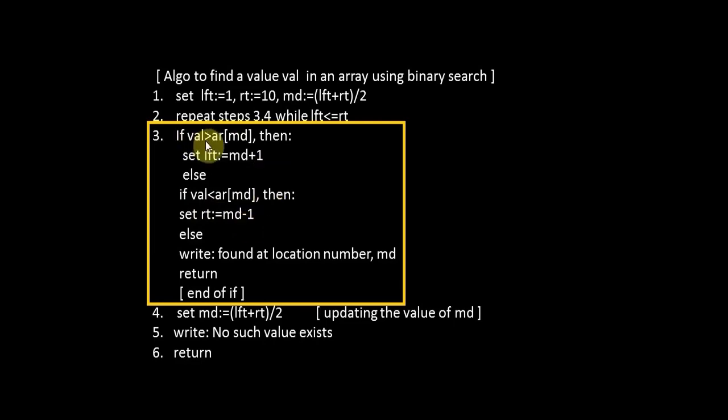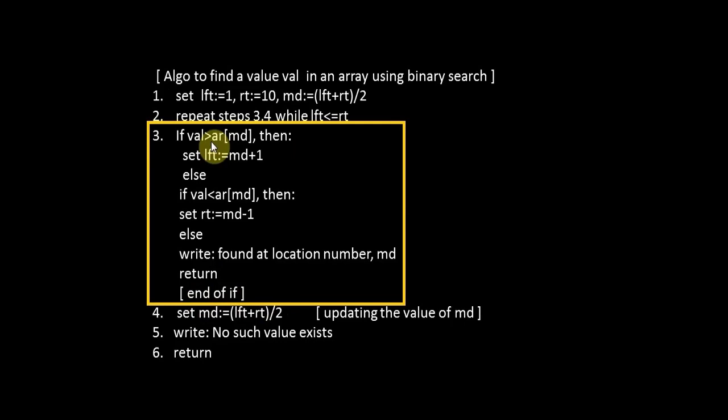Suppose val is neither greater than MD nor less than MD. In that case, it is proved that val is equal to MD. So in the last else there is no need to make any check. The last else definitely means that val is equal to MD. That means the search was successful. So I will give the message found at location number MD, and return will return the control from this algorithm, right? And this is the end of the structure, right?